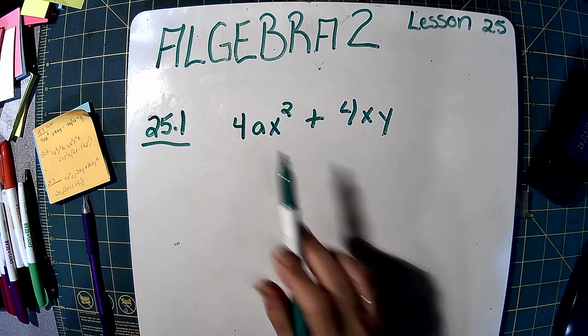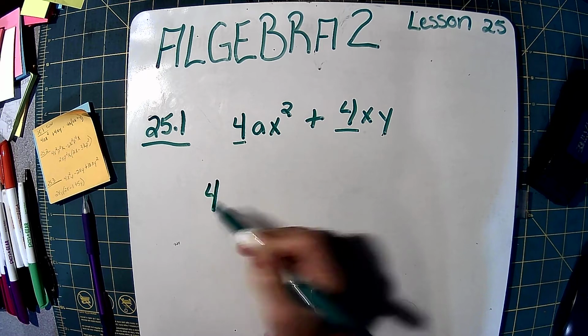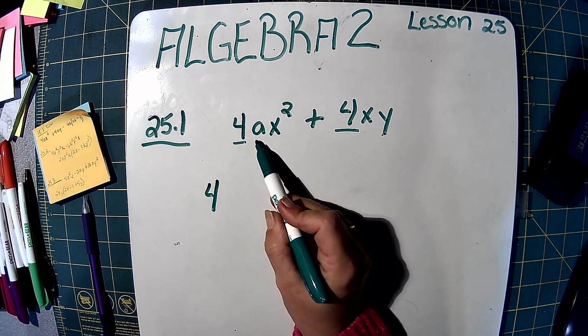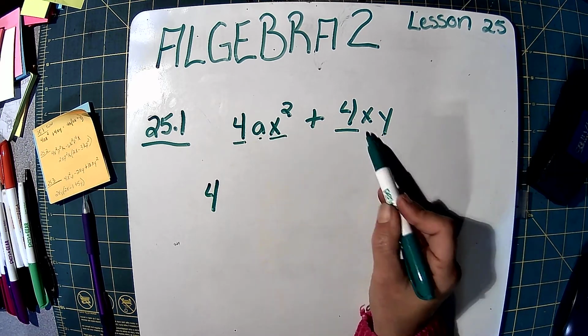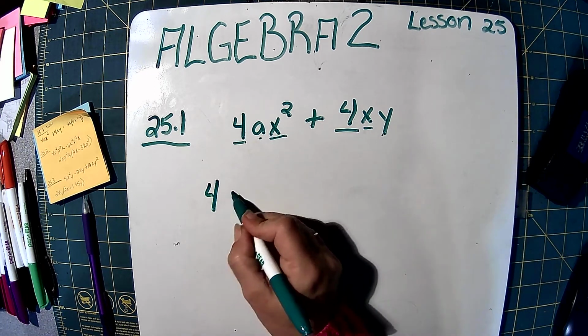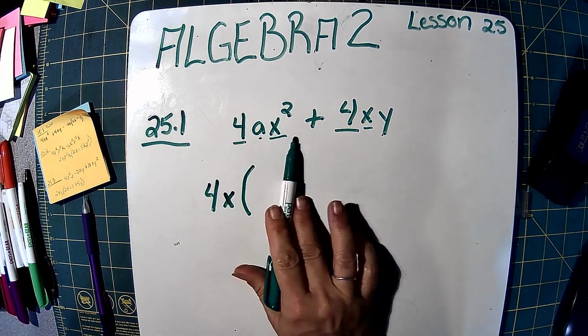All right, so if we look at this, both of these terms have a 4, so we're just going to write our 4. They do not both have an a, so we have to leave the a. They do both have at least one x, so we're going to say 4x. Then we're just going to write times, and then we're going to see what's left.